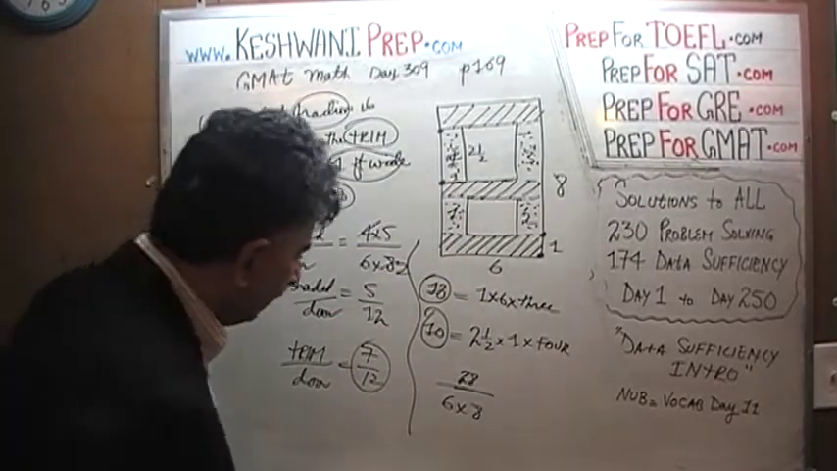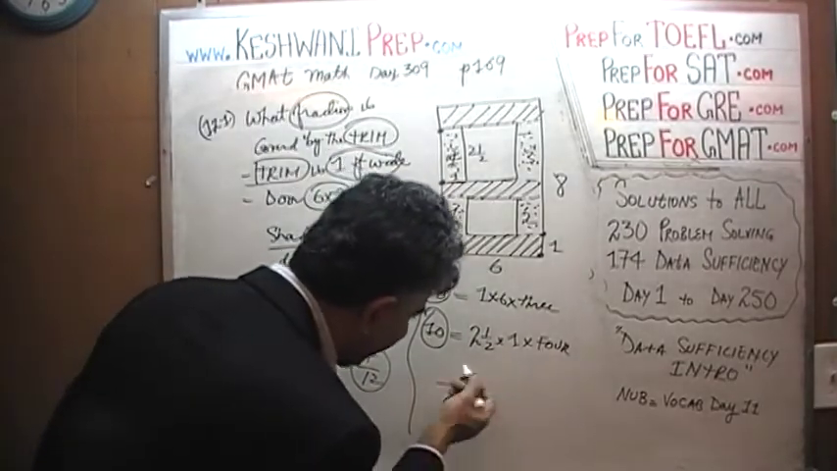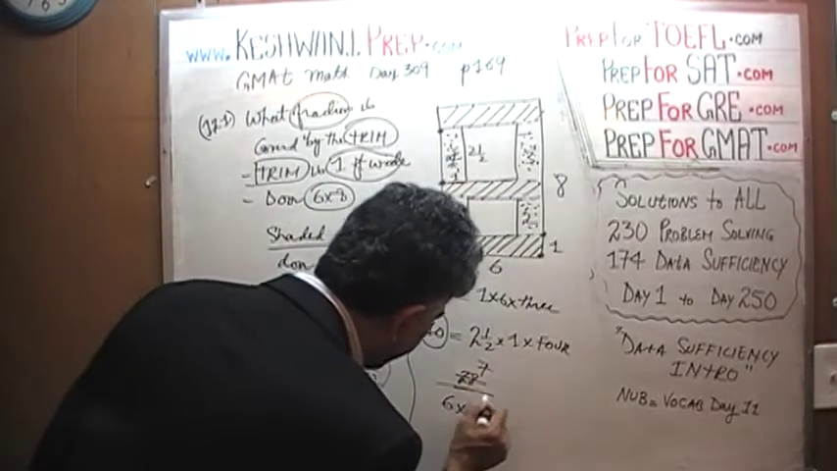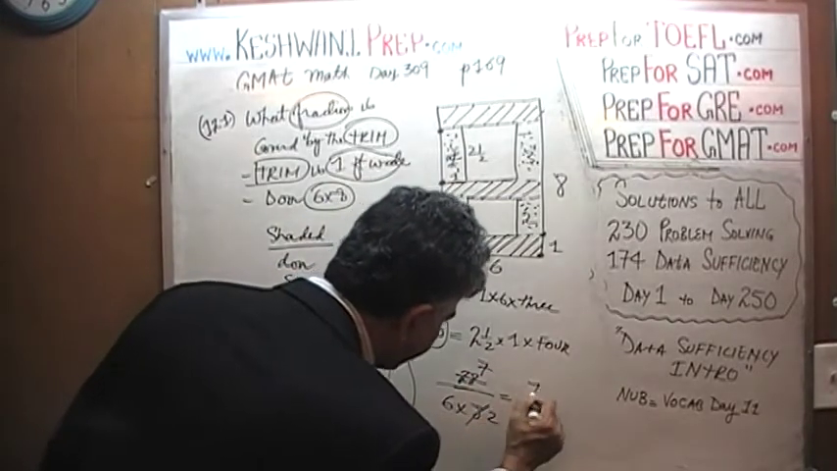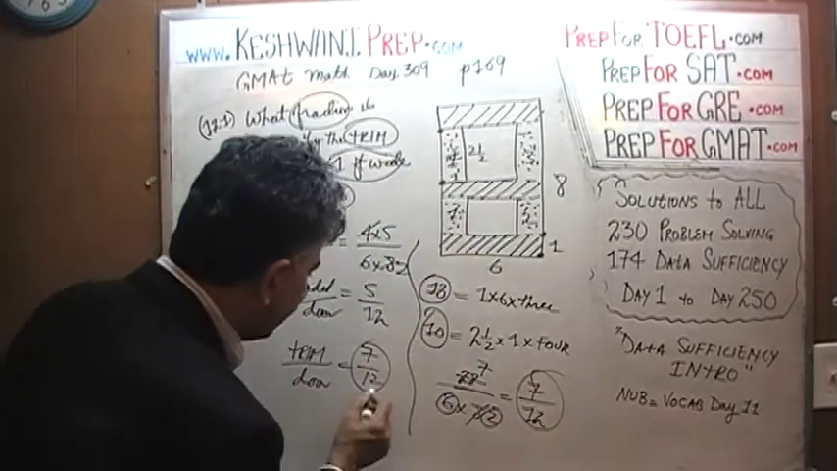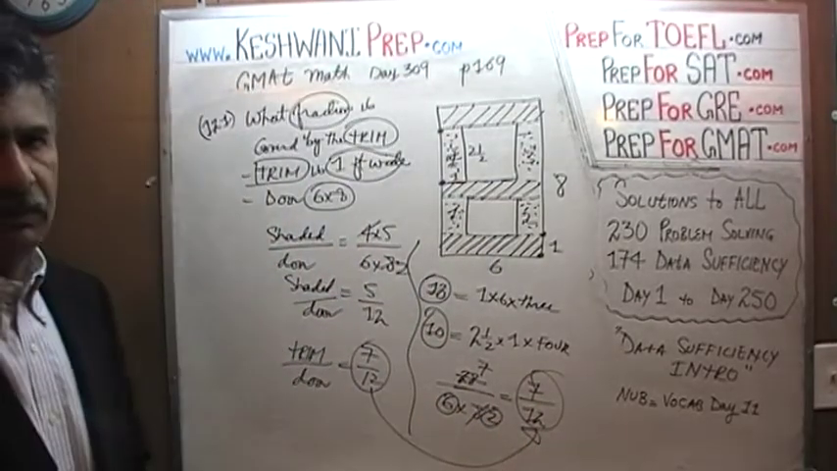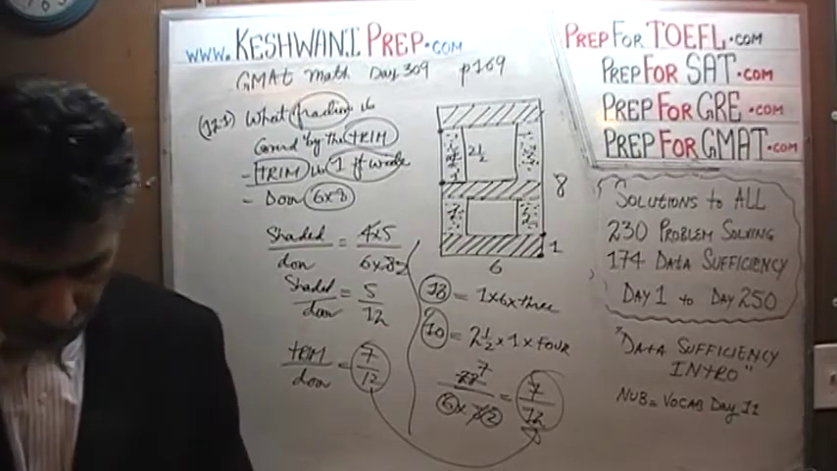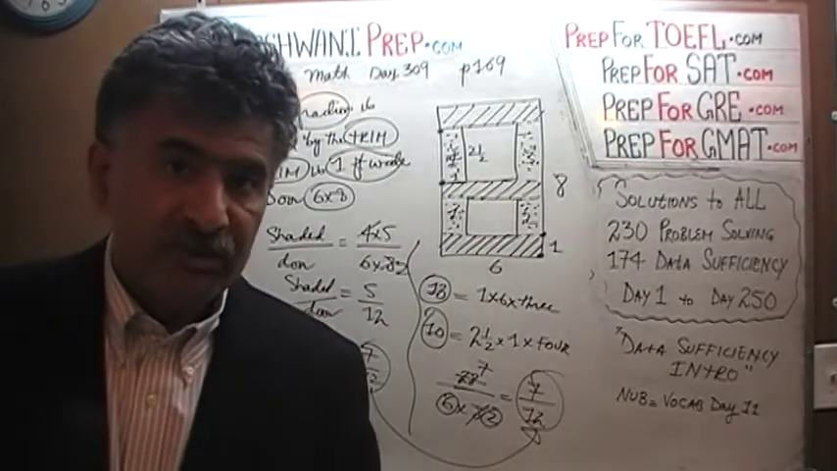28 over this. And if we divide top and bottom by 4, this becomes 7 and this becomes 2. And we end up with 7 over 6 times 2, which is 12. It is 7/12, just like before. The trim is 7/12 of the door.